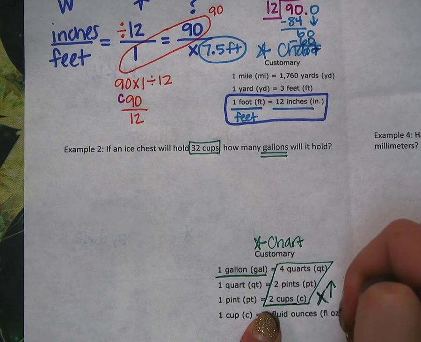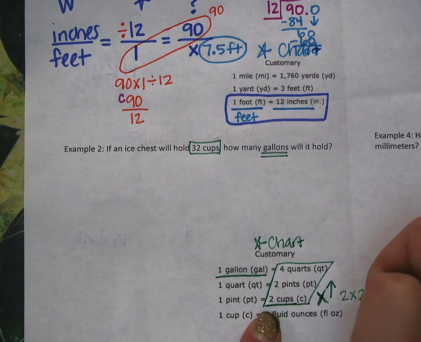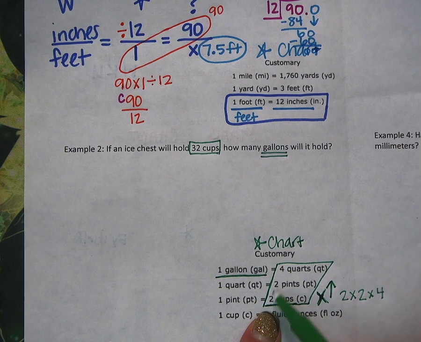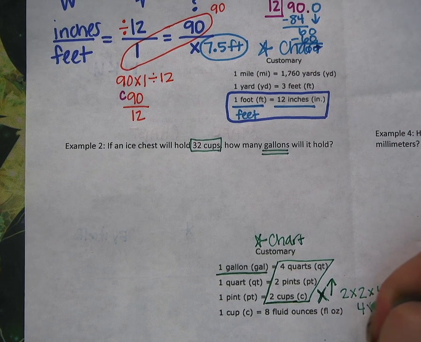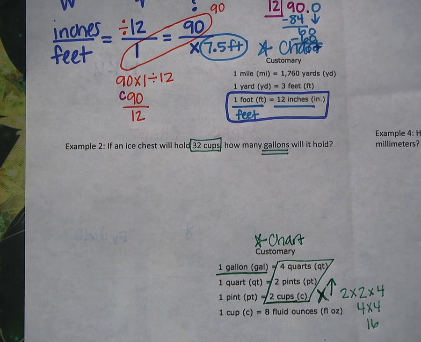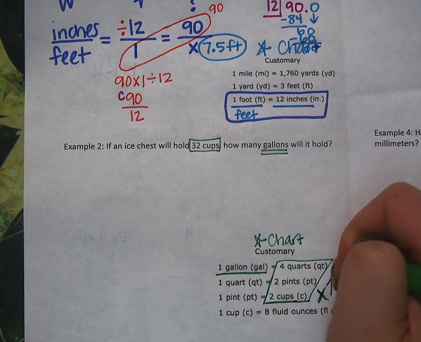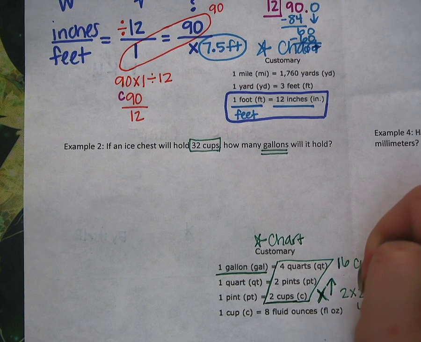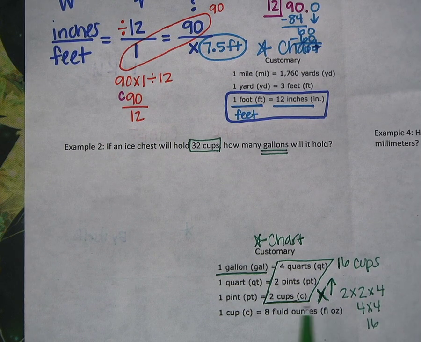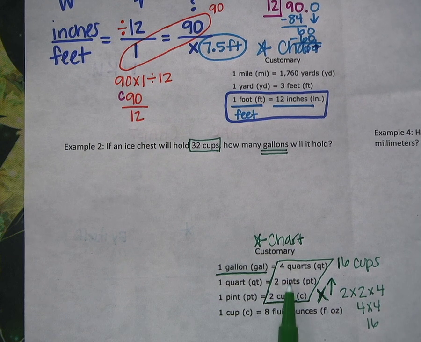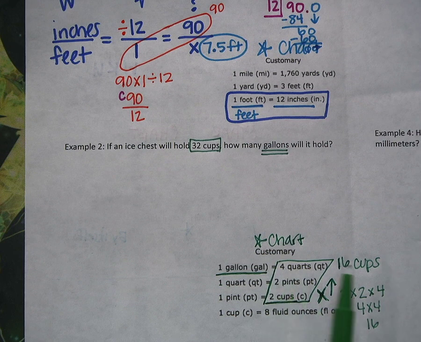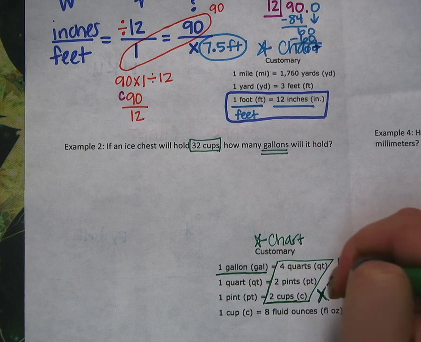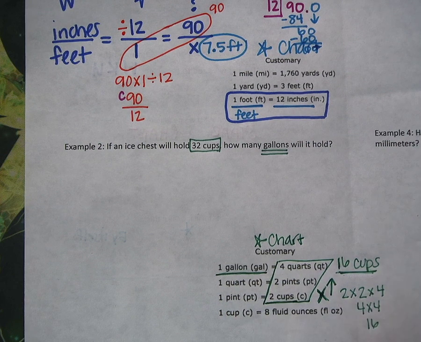So we're gonna do 2 times 2 times 4. So we're taking all three of these numbers and we're multiplying. So 2 times 2 is 4, and then 4 times 4 is 16. So on this side, we're gonna use 16 cups. Okay, so I took my cups and I converted all the way up to gallons. So 2 times 2 is 4, 4 times 4 was 16. So I have one on the left and one on the right.